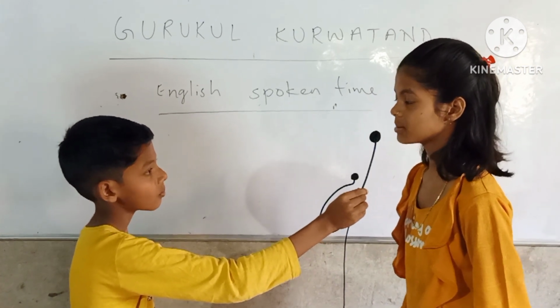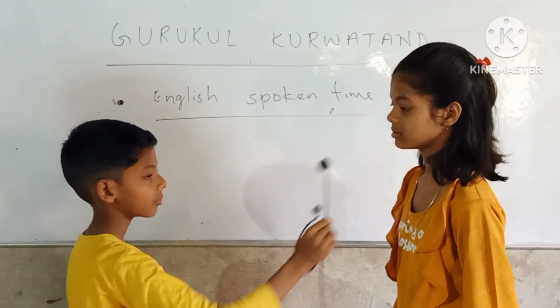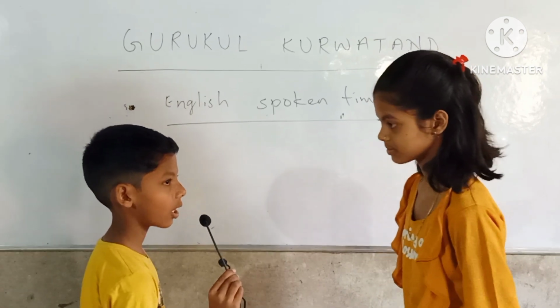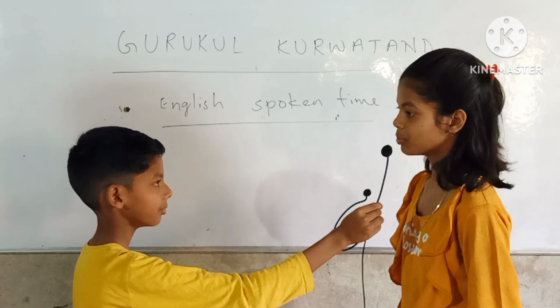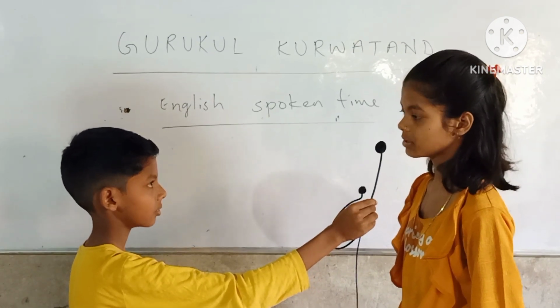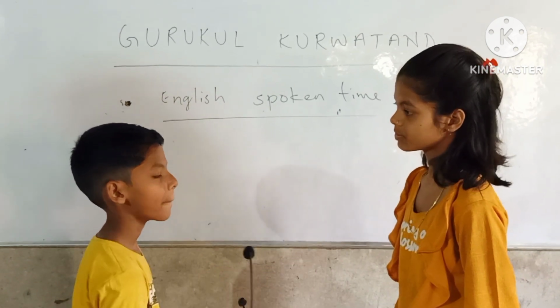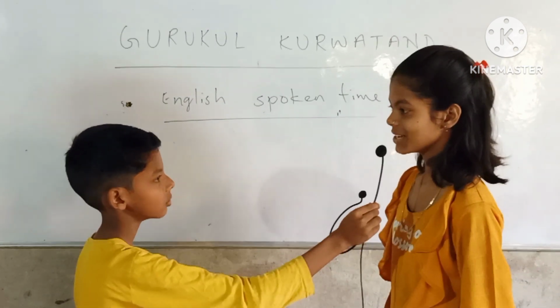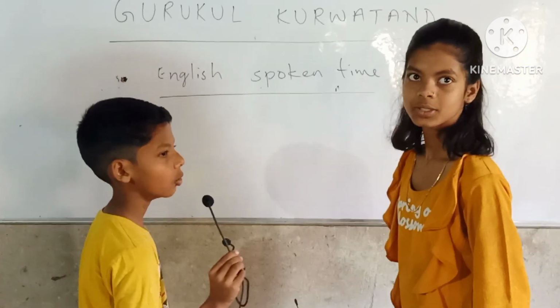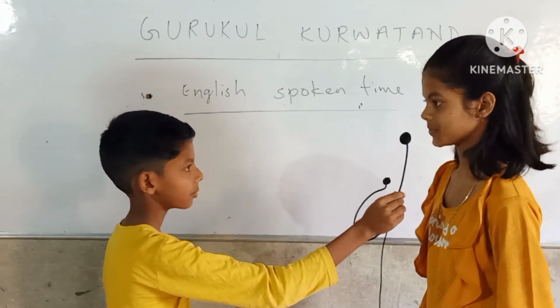Where was Mahatma Gandhi born? In Gujarat, Porbandar. And where was Gautam Buddha born? Nepal, Lumbini. Now you ask.